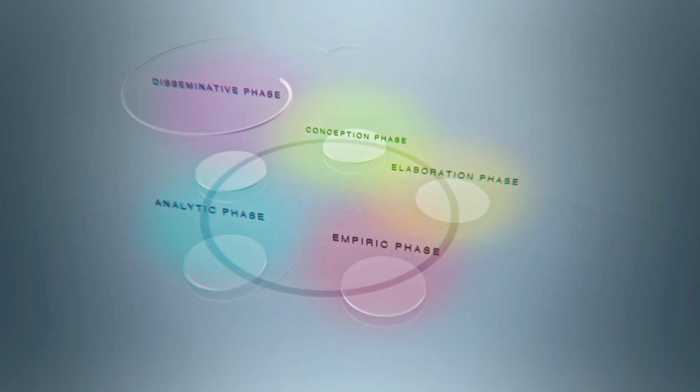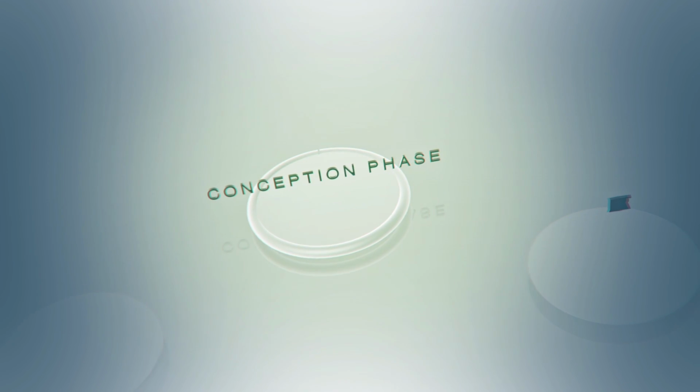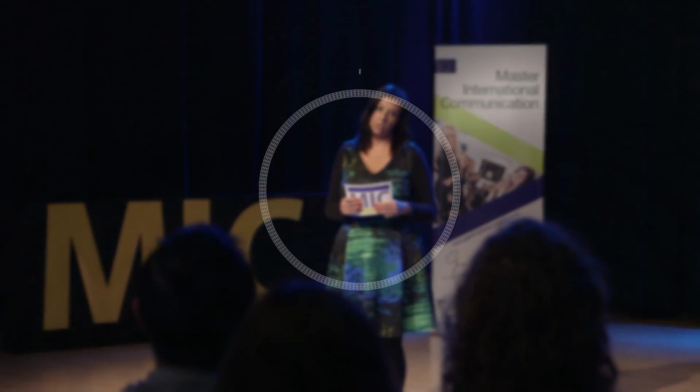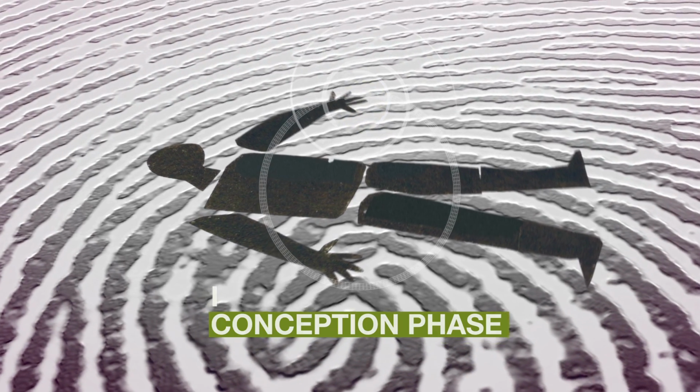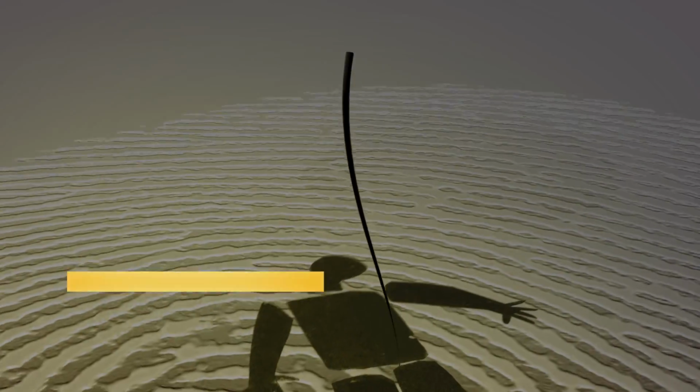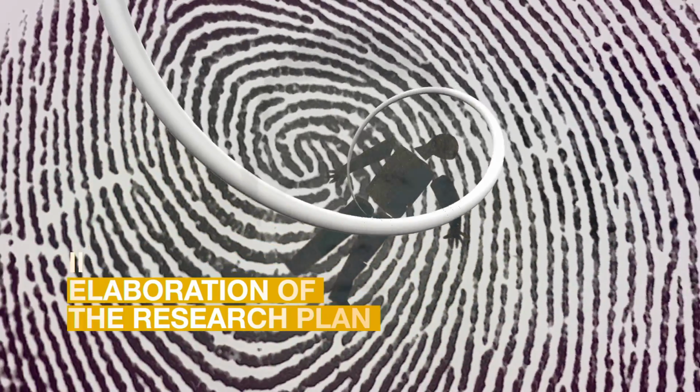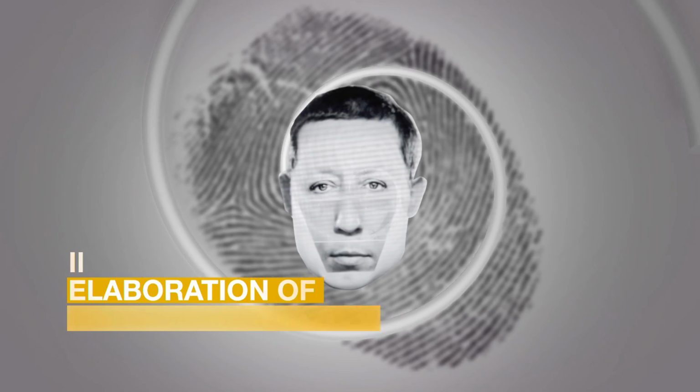It had 5 phases. The first one is the conception phase. What is the question that you are trying to answer? The whodunit question. If you think about our mysterious murder, you have to find all the information about your victim. The second phase is the elaboration of the research plan. What is the right way to go about and answer your research question? Make a list of suspects.